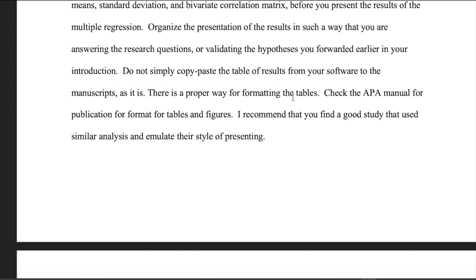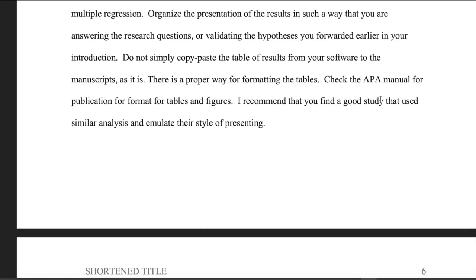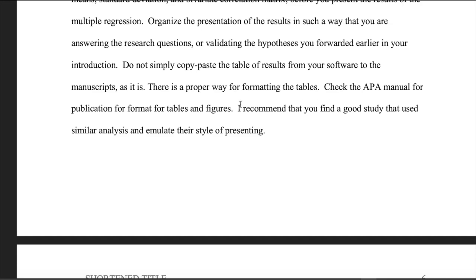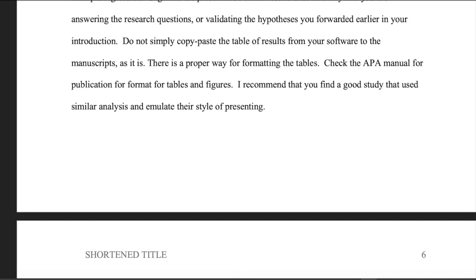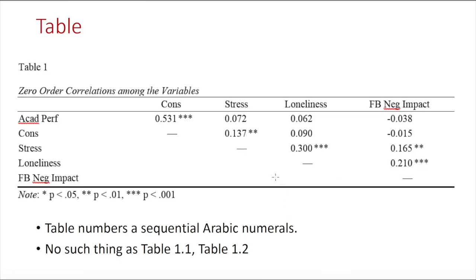There is a proper way of formatting these tables, and I suggest that you take a look at the APA manual for publication for the format of these tables and figures. It is also recommended that you take a look at studies that have made use of similar analysis, and you can also try to imitate their style of presenting their tables. So here is an example of an APA formatted table.